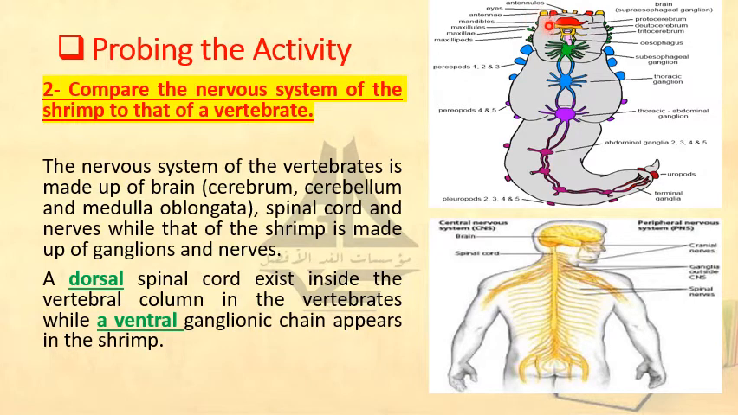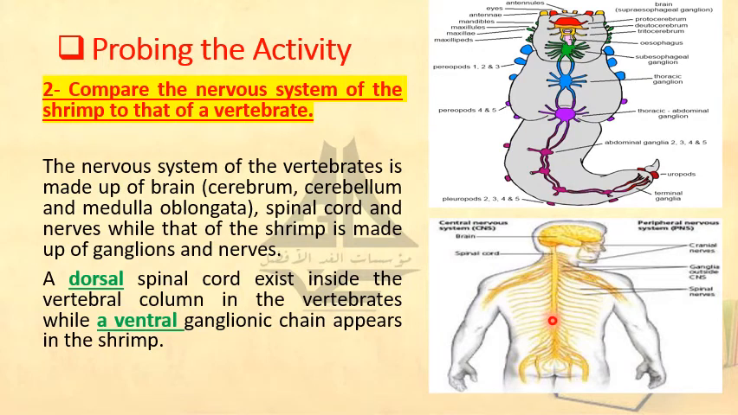Okay, so if you want to compare, look at the nervous system of the human: brain, spinal cord, and nerves. The nervous system of the vertebrates is made up of a brain, including cerebrum, cerebellum, medulla oblongata, spinal cord, and nerves, while that of the shrimp is made up of ganglia and nerves. Till now, this is clear in the figure. We have another difference. You have to distinguish it according to the figure.